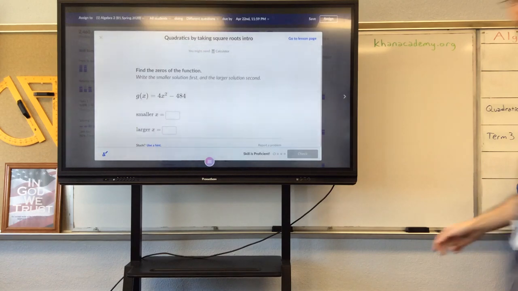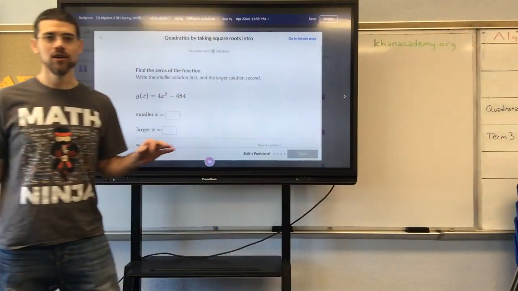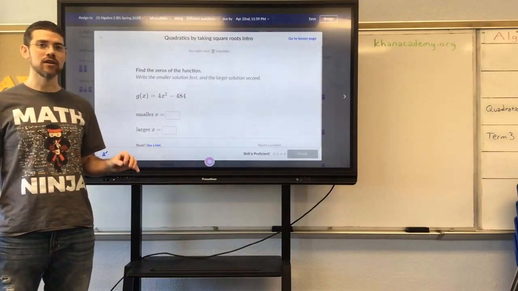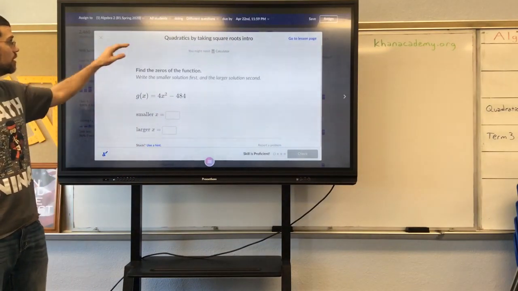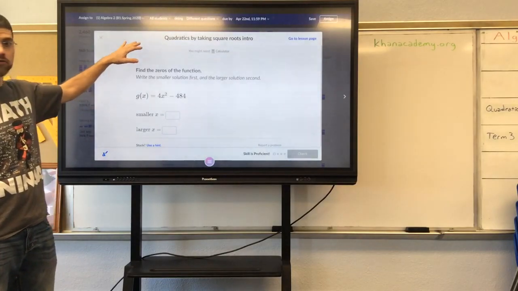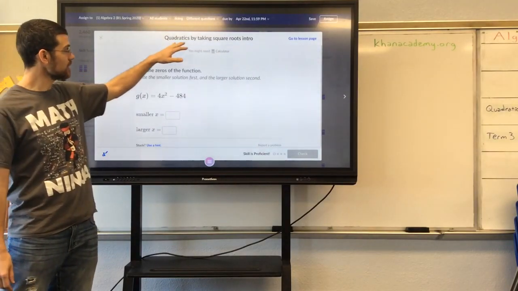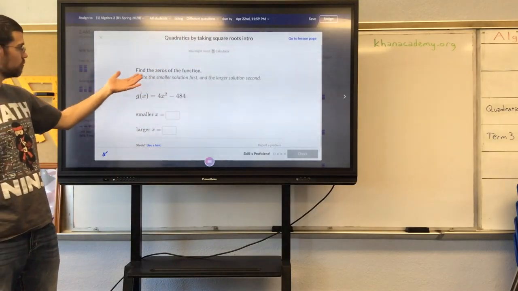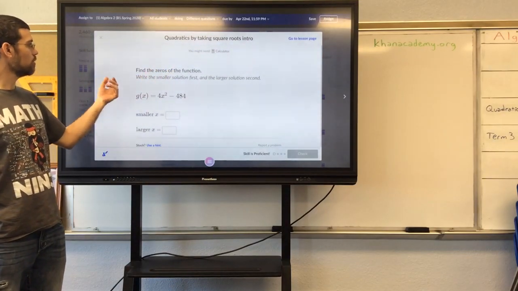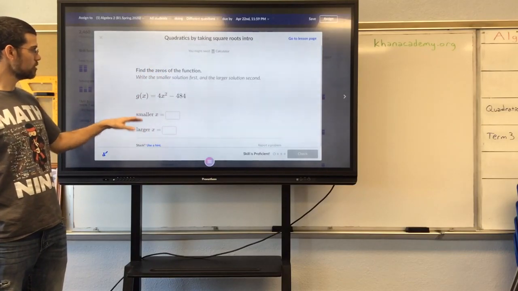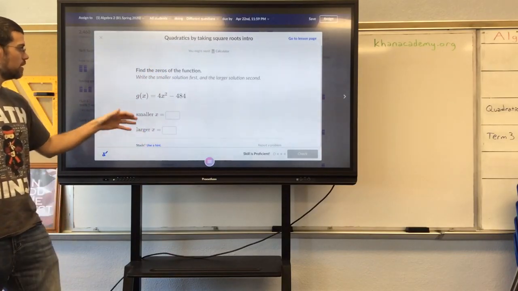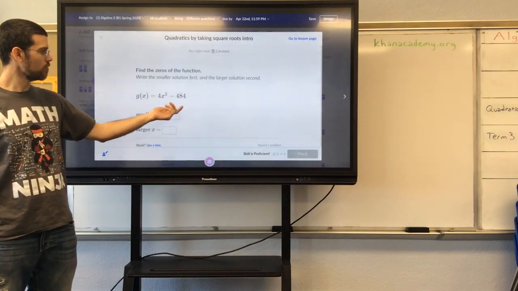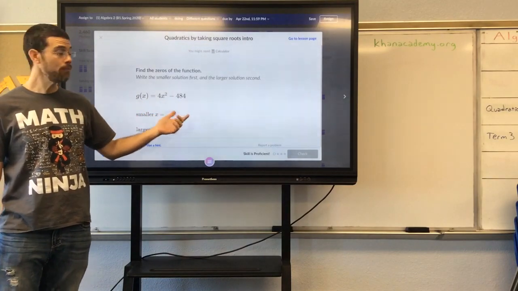Welcome back. We are in Khan Academy in Algebra 1 in the unit Quadratic Functions and Equations. This video is going to go over the skill quadratics by taking square roots intro. So here's the question. Find the zeros of the function. Write the smaller solution first and the larger solution second. Here's our function. g of x equals 4x squared minus 484.